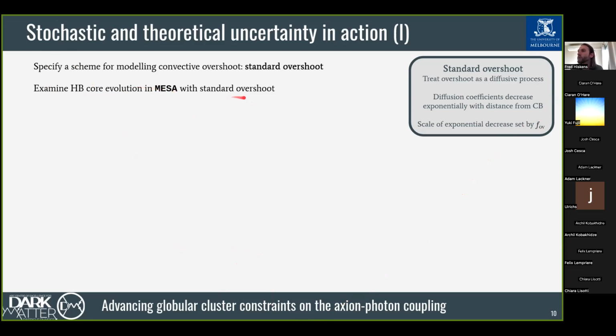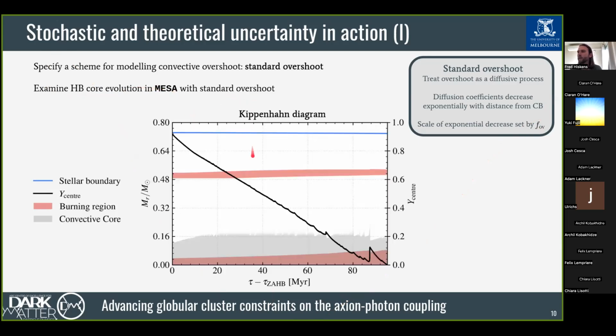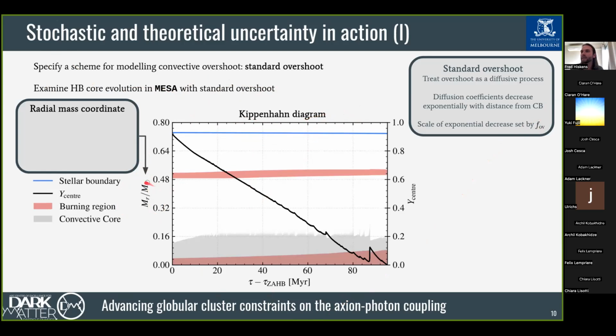We can examine the horizontal branch core evolution using this scheme. To have a look at the results, I'm going to introduce you to a kind of plot which appears all the time in the astrophysical stellar literature. It's called a Kippenhahn diagram. These have as their y-axis what's called the radial mass coordinate. This is literally just the mass interior to a spherical shell of radius r.